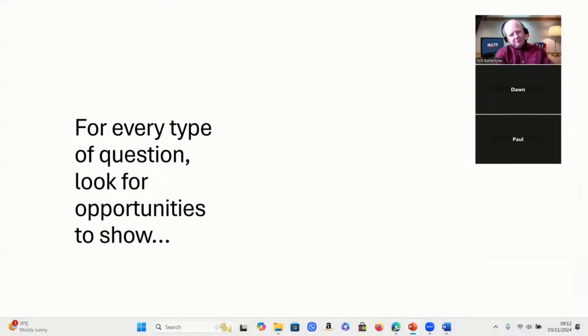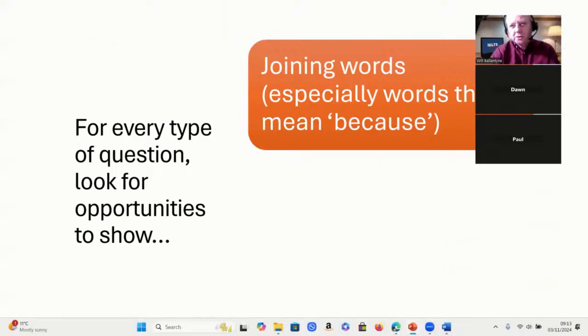So first, for every type of question in part one, you look for opportunities. He asks you a question and you're thinking, right, what can I show him? What can I show this examiner? You want to show the examiner something that's going to impress him and make a good impression from the very start. You don't want him thinking 4 or 5 right at the start. You want him to think at least 6. So you're thinking, I've got to keep talking. Now, what about the grammar and vocabulary? What can I use? You're looking for opportunities to show these things.